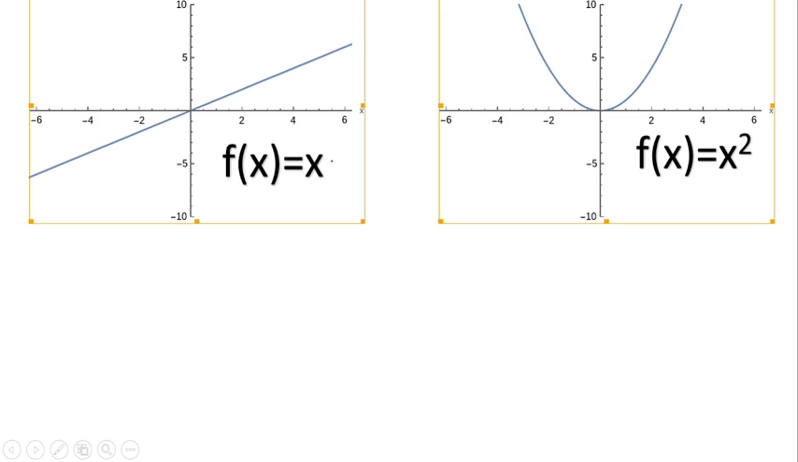Now let's go to the next important function, which is called the parabola equation, which has this particular form: f(x) = x². Now this is a symmetric function. What do we mean by a function being symmetric? By definition, if f(−x) = f(x), then this function is called a symmetric function.